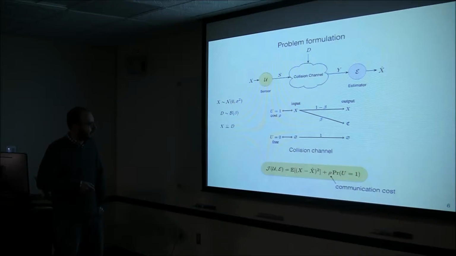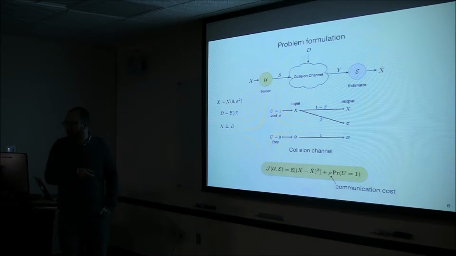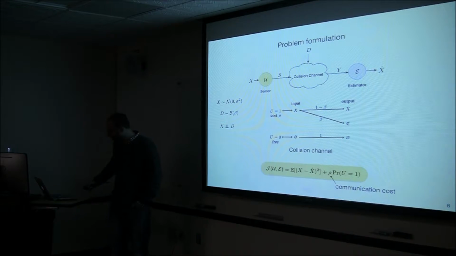And the cost that you're trying to minimize is a combination of the variance of the estimation error and the communication cost. So this is the problem. This is an even simpler problem than the one I just described. That will be the focus of this talk. Okay?